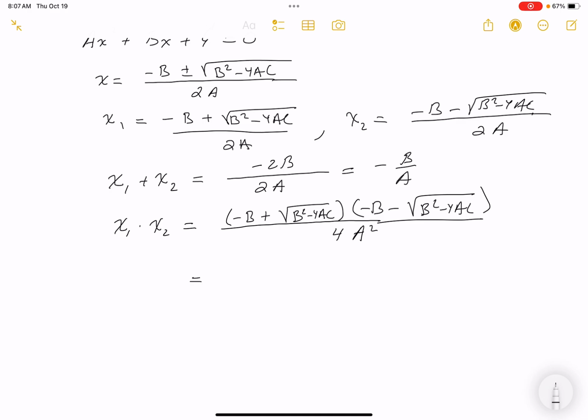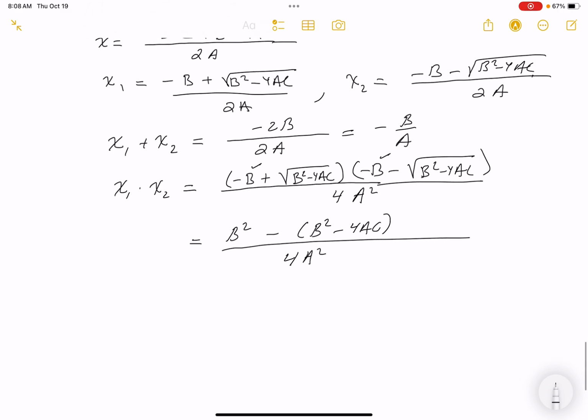They're conjugates, so we're really getting this times this, which would be b squared. The two middle terms disappear. And what do you get? You get minus this, and on the bottom, 4a squared. I'm going to keep going with this. These are the product and sum formulas. So the b squareds disappear, and we're left with 4ac over 4a squared. And this simplifies: the 4's cancel, one of the a's cancels, and you get c over a.